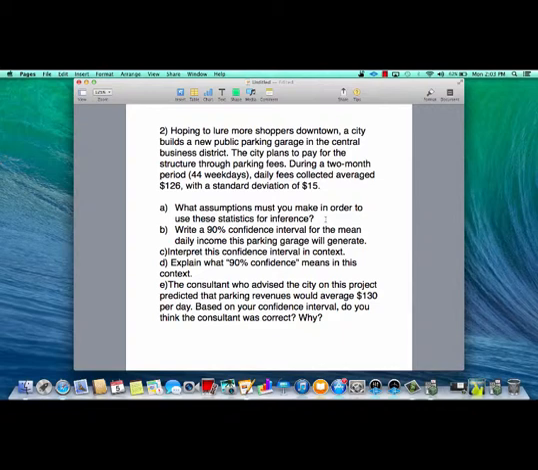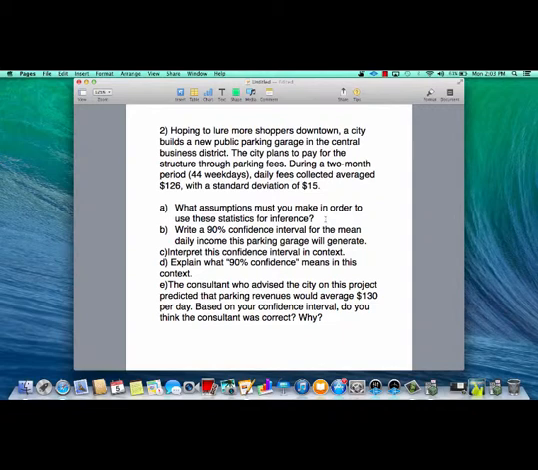Question B says, write a 90% confidence interval for the mean daily income this parking garage will generate. C, interpret this confidence interval in context. D, explain what 90% confidence means in this context. And then question E says, the consultant who advises the city on this project predicted that parking revenues would average $130 per day. Based on your confidence interval, do you think the consultant was correct? And why not? All right, so let's look at question A real quick.